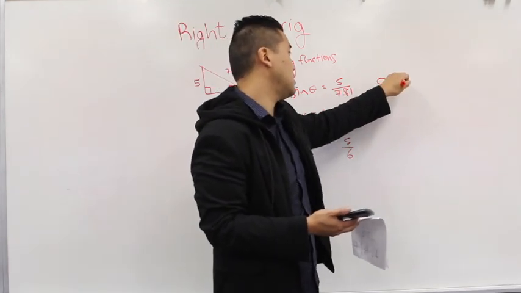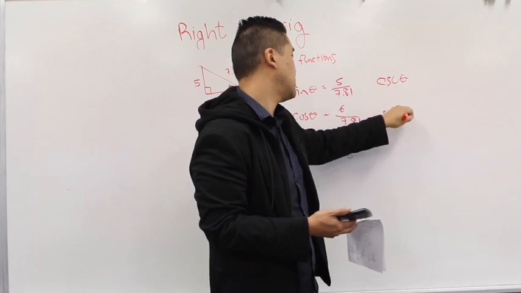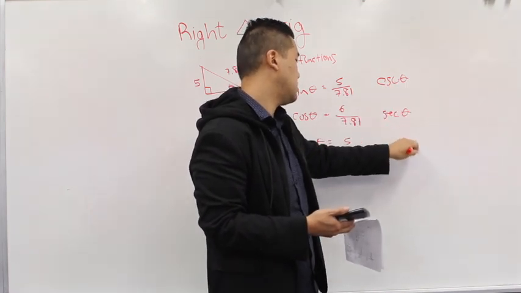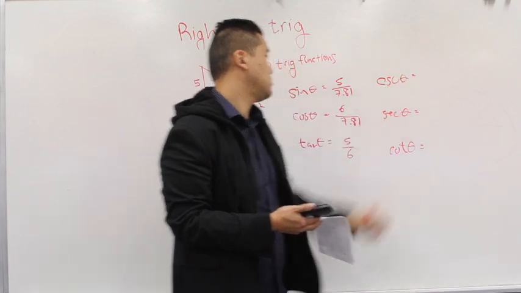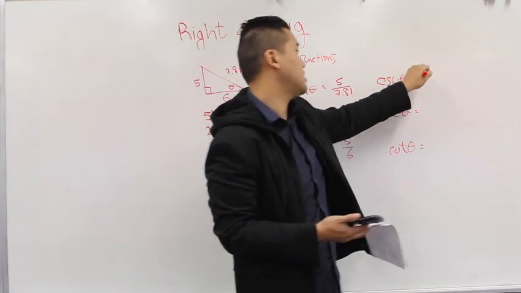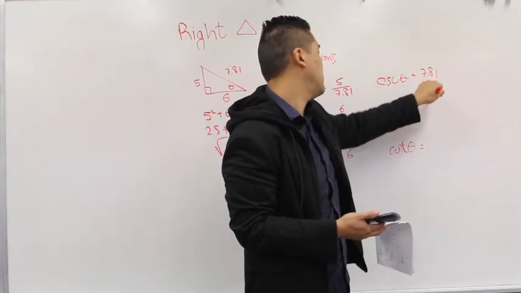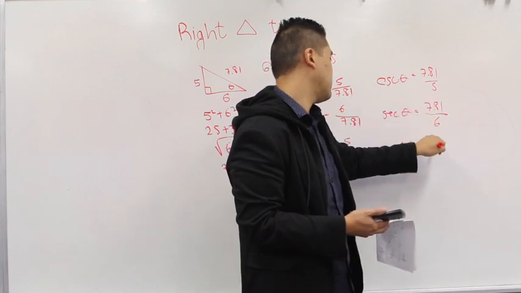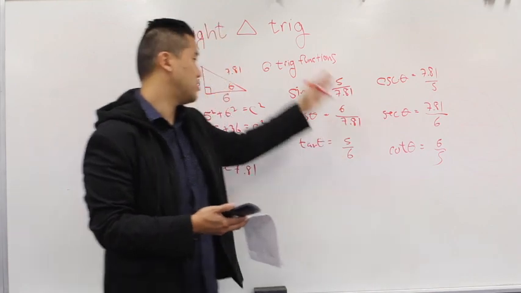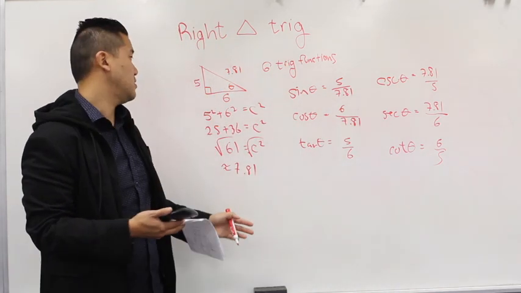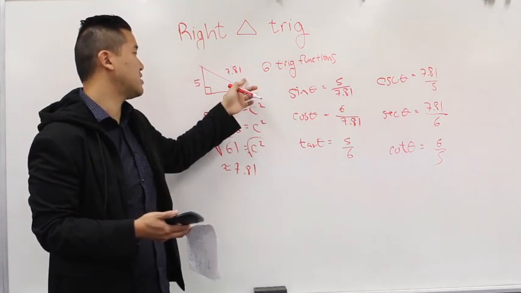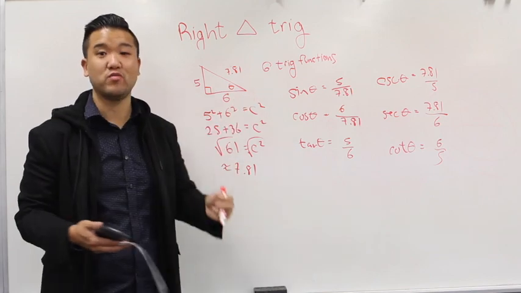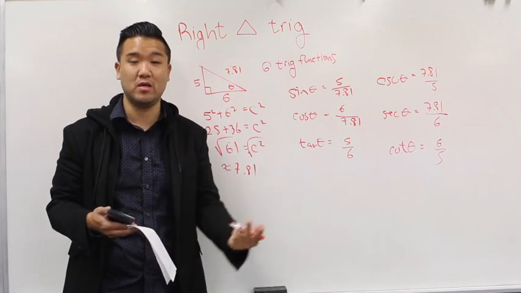So how do you find the reciprocal ones, cosecant, secant, cotangent? Well, you just flip these guys. This is 7.81 over 5, 7.81 over 6, and then 6 over 5. So these guys are pretty easy once you have those guys. Alright, so once again, if I have two sides, we find the third side. From there, we can use SOHCAHTOA because we need opposite, we need adjacent, we need hypotenuse.